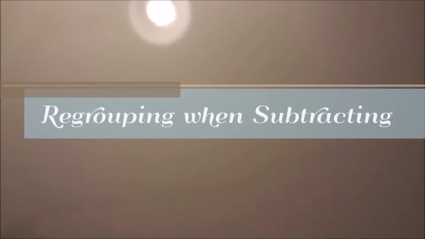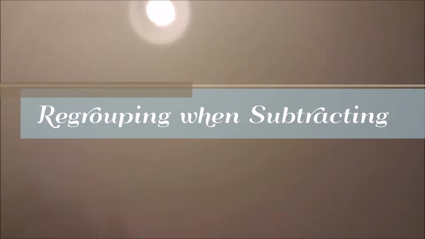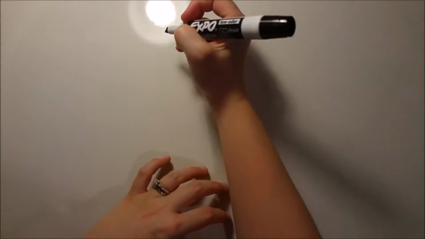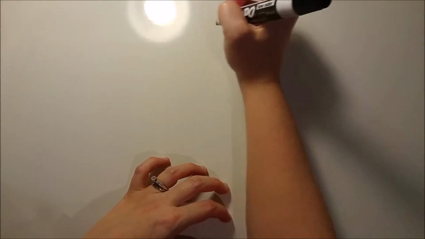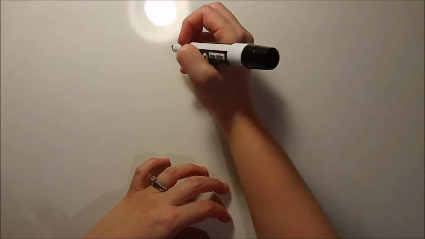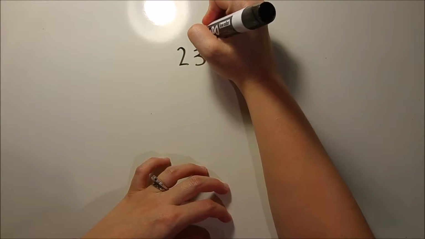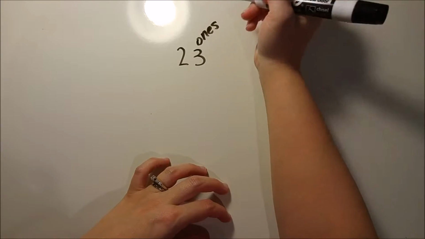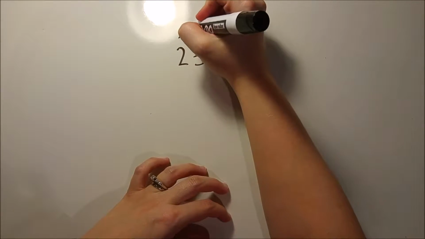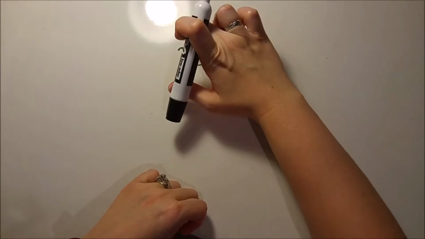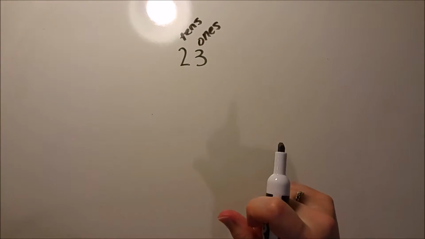Hi, today we're going to go over regrouping and subtracting. Some people call this borrowing. To review real quick, let's review place values. So say in a number 23, for example, you have ones and you have tens. Okay, so let's talk about what ones and tens are.